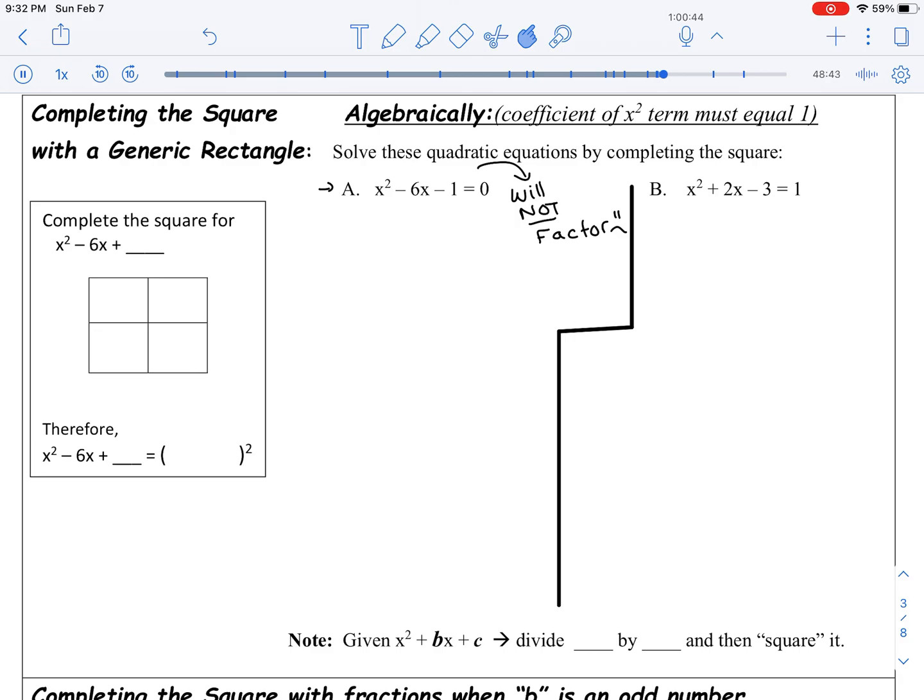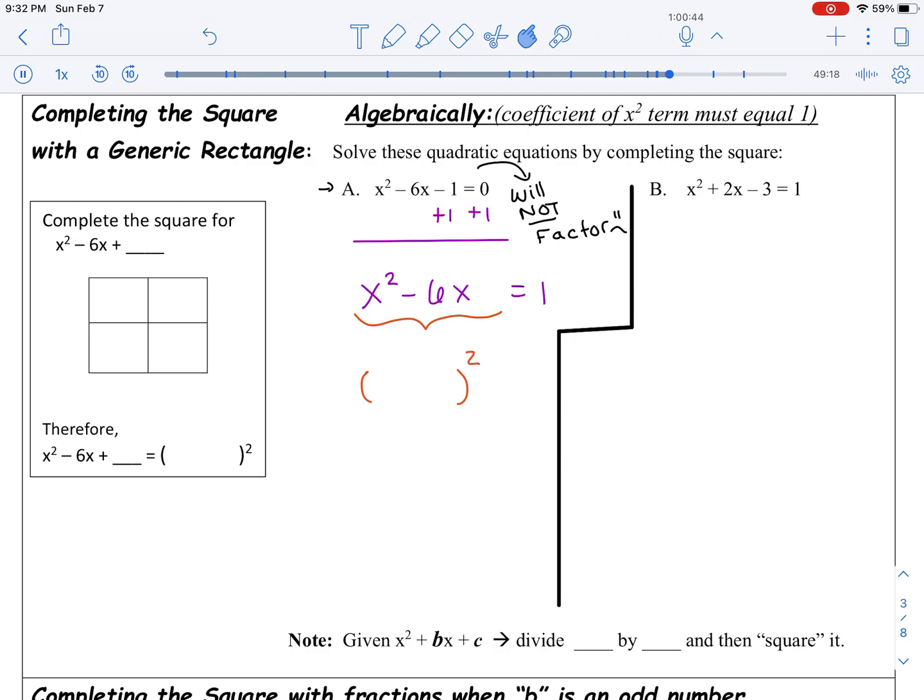Since this will not factor, I need to find another way to solve this equation. The first thing I'm going to do is always take my constant term c and move it over to the right-hand side of the equation. So in this instance, I'm going to add 1 to both the left and the right and end up with x squared minus 6x equals 1. My goal is to take the left-hand side of this equation and rewrite it as some parentheses squared.